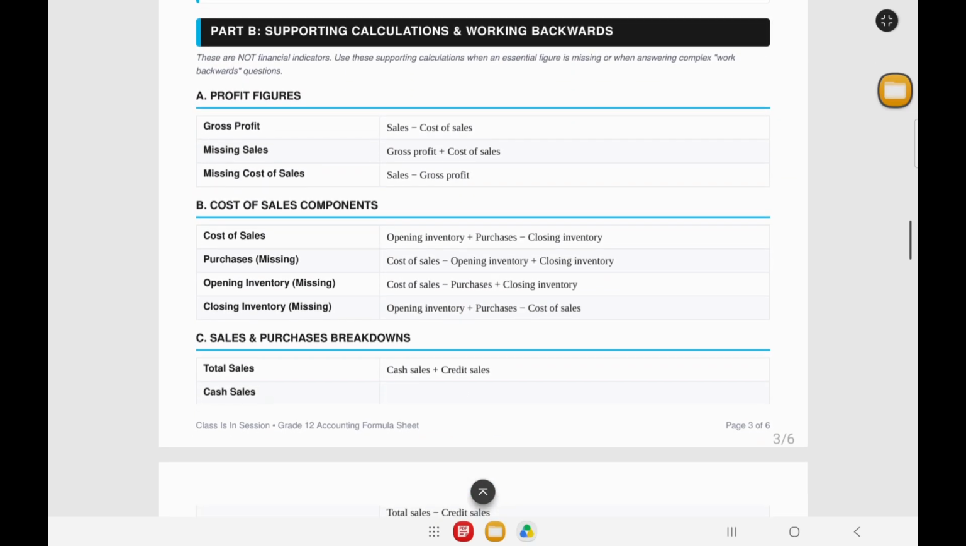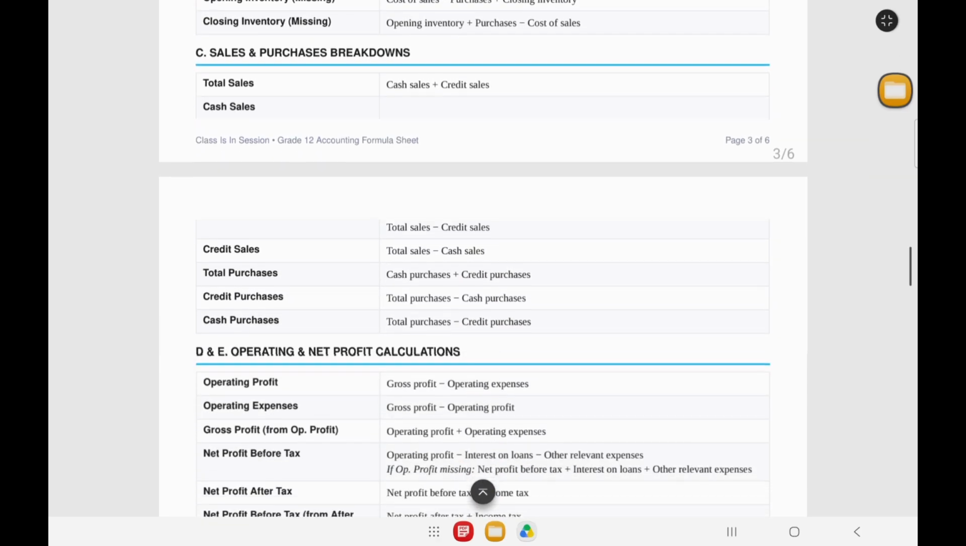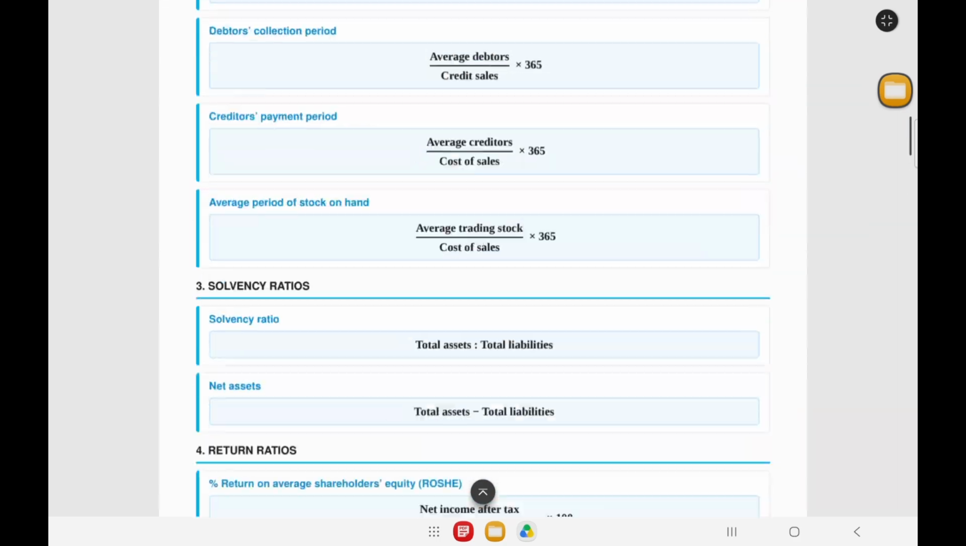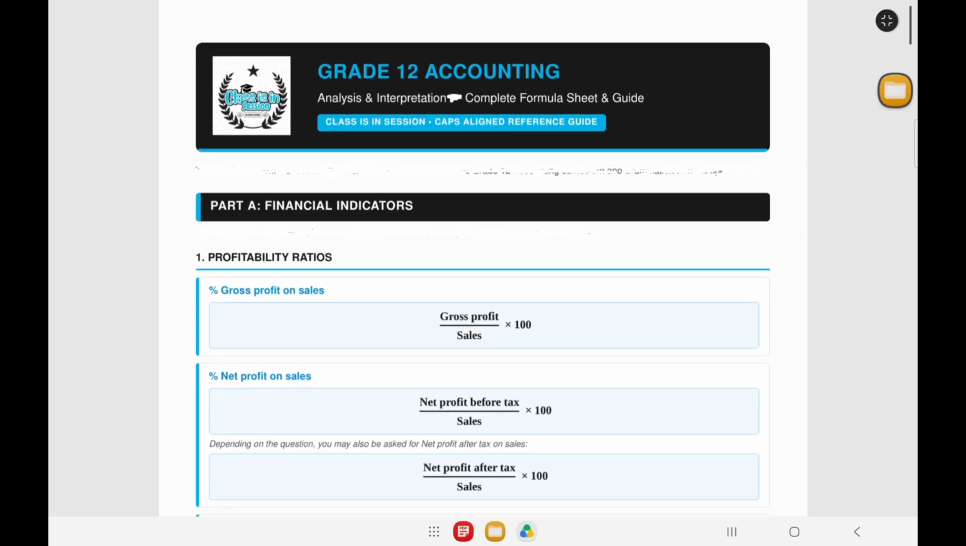And remember, I told you guys that there will be some missing figures that you need to calculate. I also made a list of all these figures. So if you need a copy of this information sheet or this formula sheet, I don't mind sharing it with you guys. You just have to reach out to us.